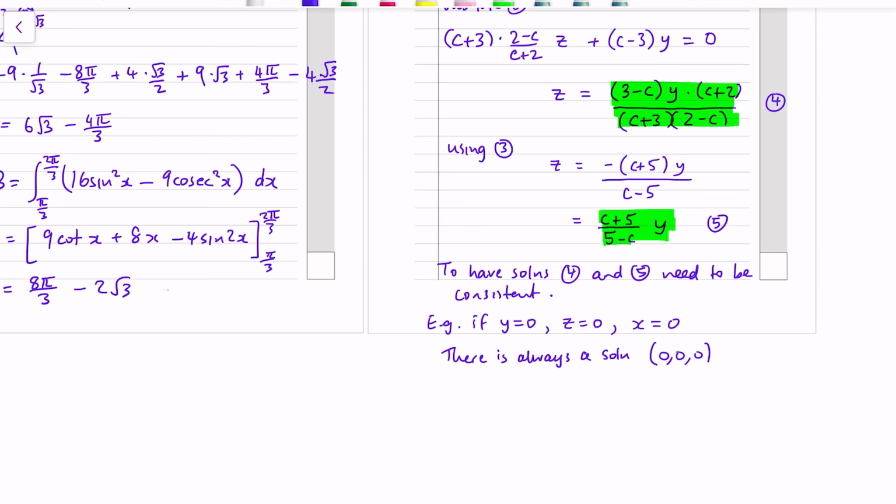But there are different values of c that are going to generate different things here. So if I make those green things equal to one another, because they should be equal, they're both equal to z, that would make the y equals 0 thing a bit more clear.